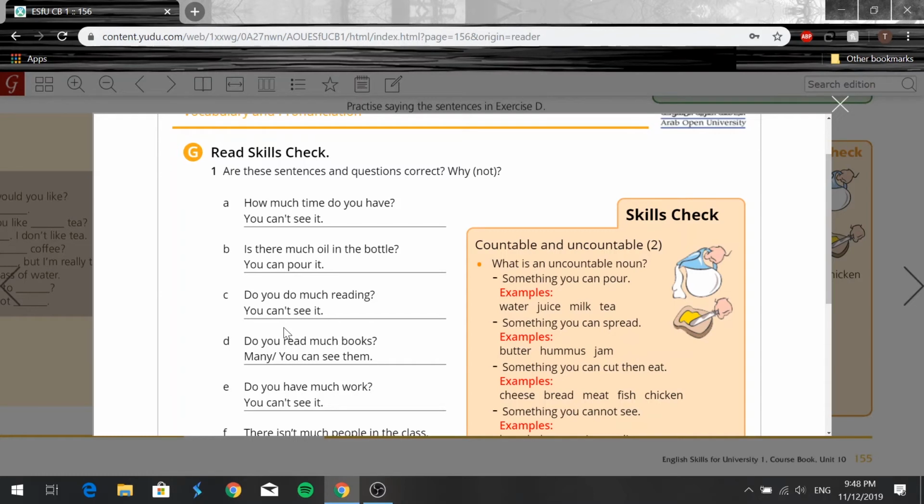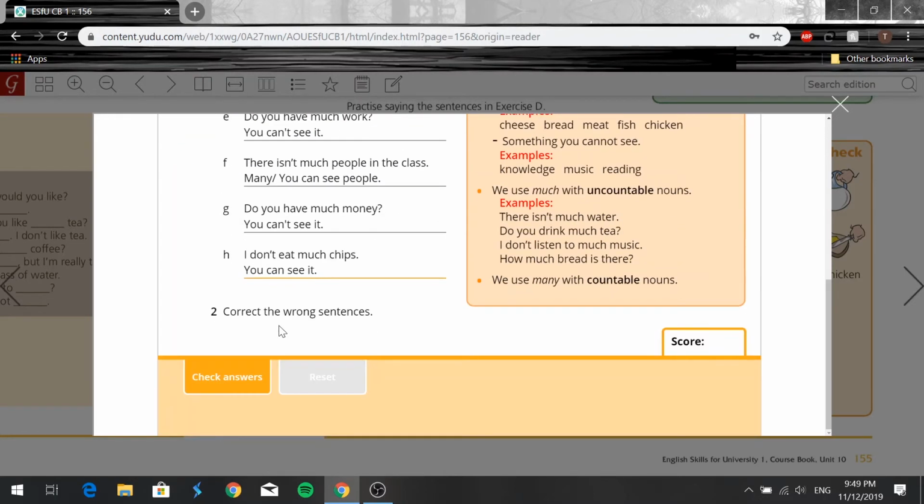There isn't much people in the class. Wrong because people is a countable noun and you can see people. Do you have much money? Again, much is correct with the word money itself, but you can see coins and notes. But in this case, the word money, you can't really see it, so we'll use much with that. And I don't eat much chips is wrong because you can see chips. Okay? You can see chips, so it's wrong. We'll use the word many. Okay?